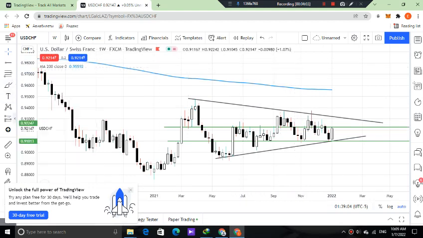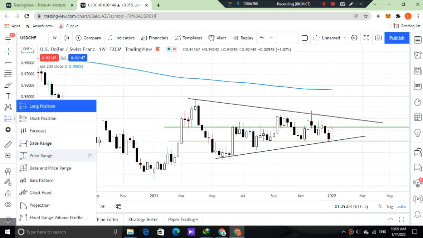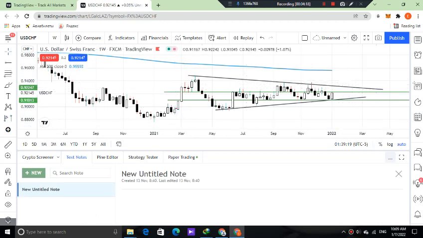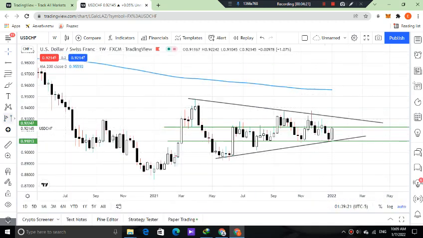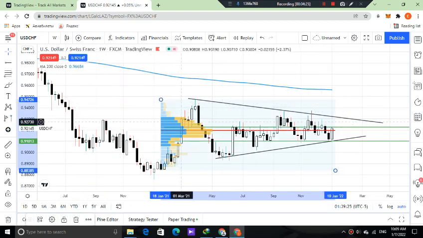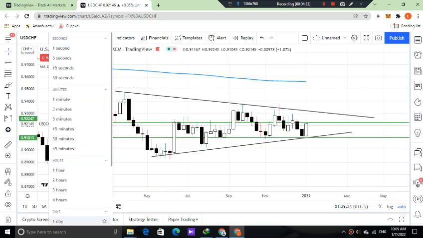You can also use the help of this fixed range volume. This is a good tool. You can use that, and it gives you the important and most traded levels.